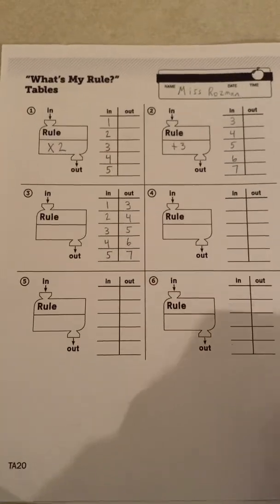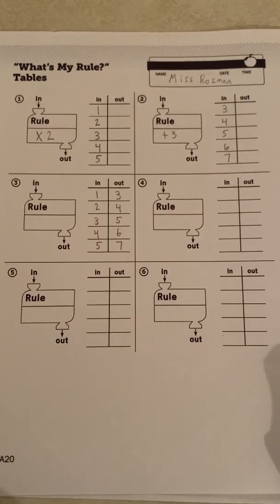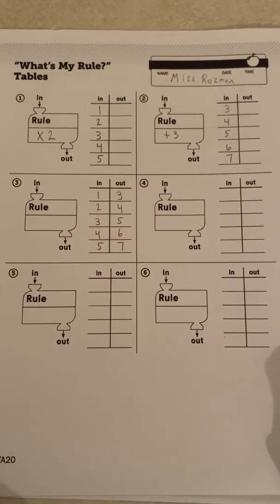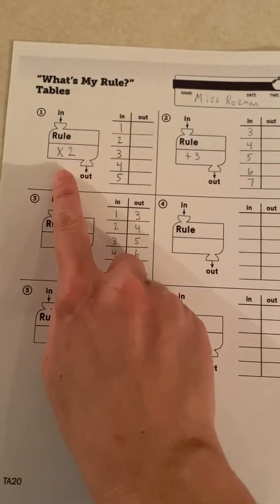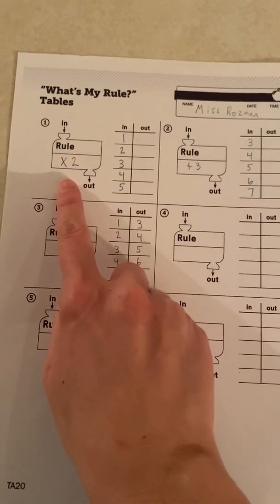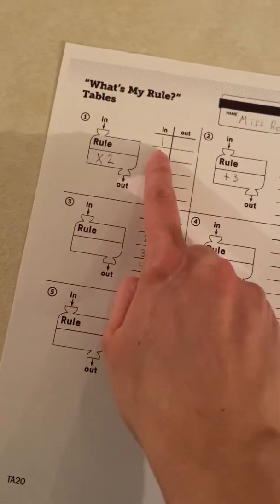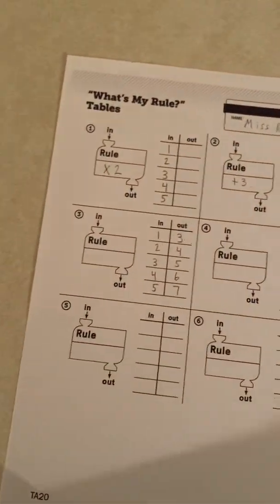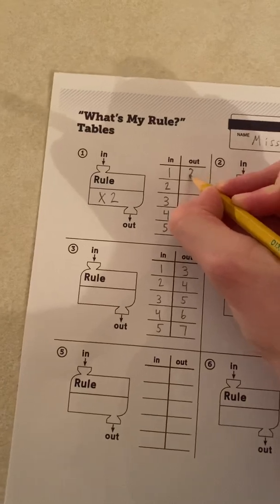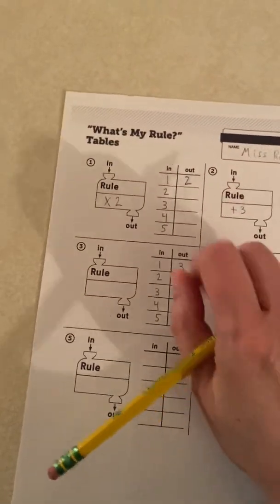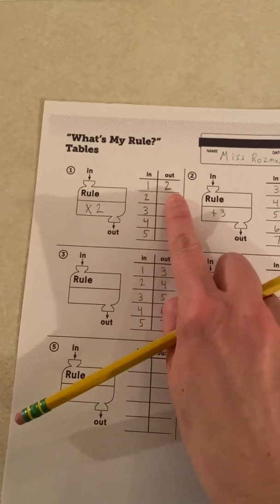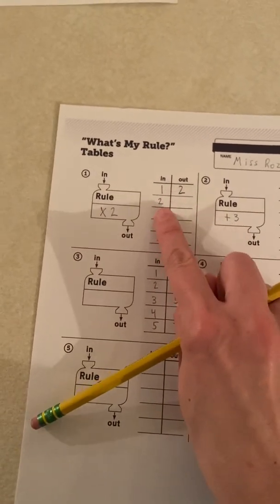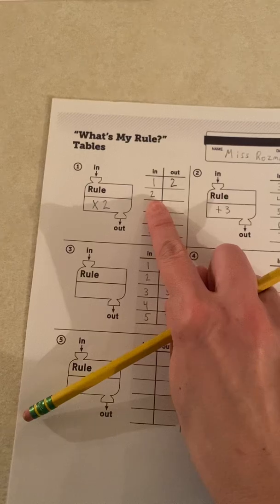If you remember in the story Two of Everything, Mr. Hak Tak had a magic pot that doubled everything he put in, so the rule was times 2. When he put in 1 purse, 2 came out. That's because 1 times 2 equals 2.